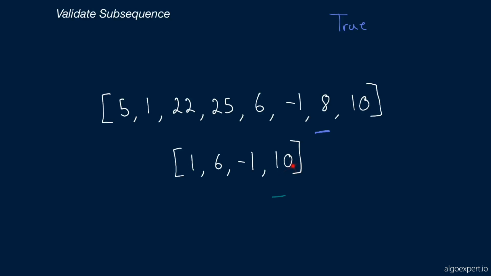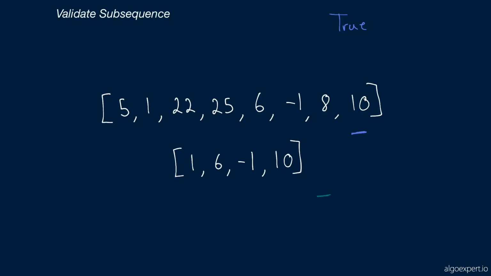And now we're looking for 10, which is the next number in our potential subsequence, and it happens to be the last number. So is 10 equal to 8? No, it's not. Then we move this pointer to the next element, which is 10. And at this point, 10 is equal to 10. So we move our pointer here in the subsequence. We move it forward, and we realize that we are past the bound of our subsequence. There are no more elements here. So we can basically stop the algorithm.